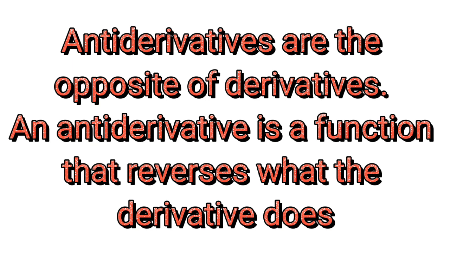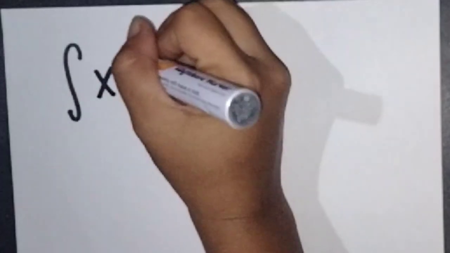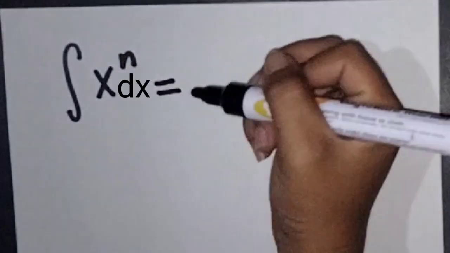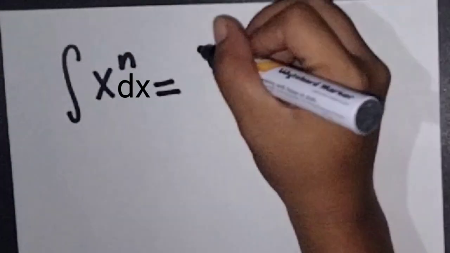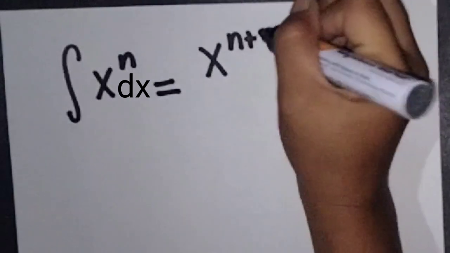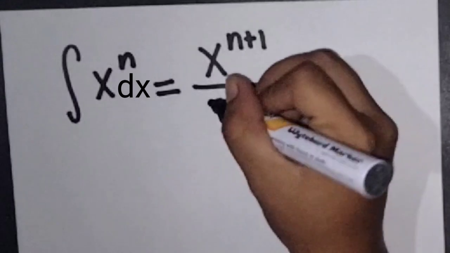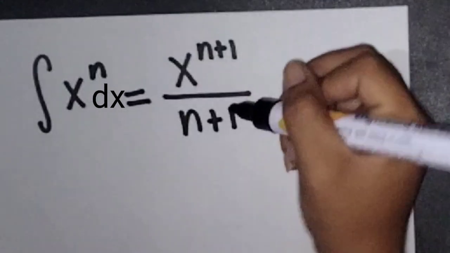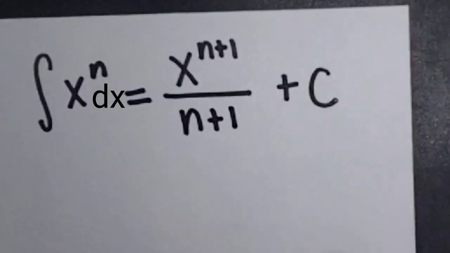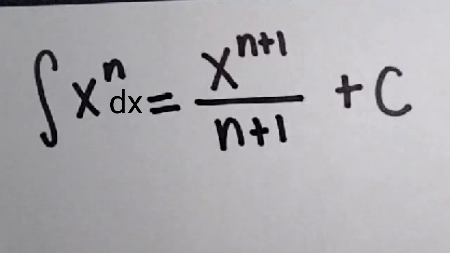An antiderivative is a function that reverses what the derivative does. Well, the antiderivative of a variable raised to a constant is going to be that variable raised to the constant plus 1, divided by the constant plus 1, and plus c, which is the constant of integration. So that's how we could find the antiderivative of a variable raised to a constant. Now for example number 1.